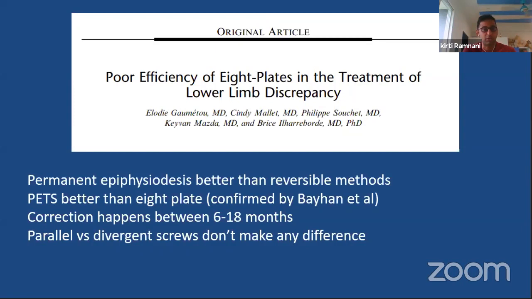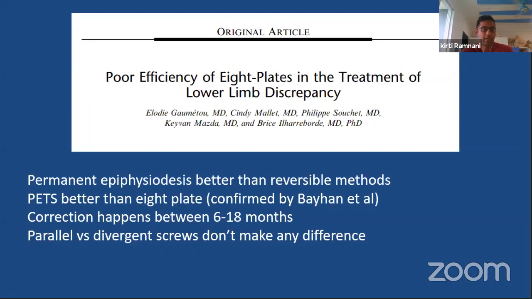And this is very important. The correction, they say, in a reversible epiphysiodesis happens between 6 to 18 months. So he said that if you want to use a reversible method of epiphysiodesis for limb length discrepancy correction, we should plan our correction taking into account this period. So if the remaining growth is 2 years, we have to take into account that the correction will start happening after 6 months and probably will also happen within 15 to 18 months. They did not see any correction for 6 to 12 months also. And then the correction happened.